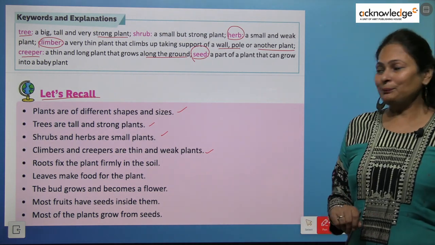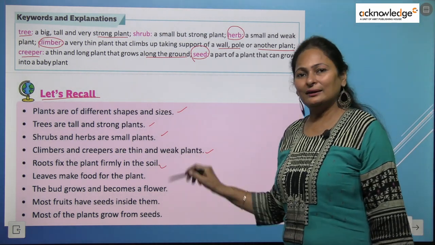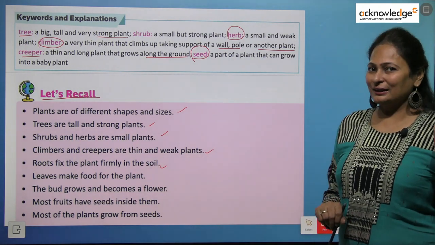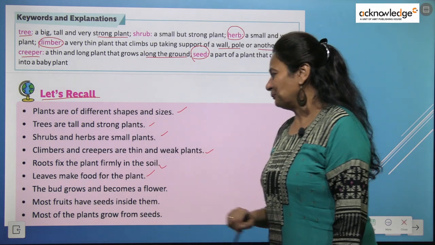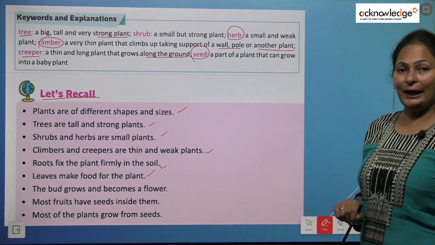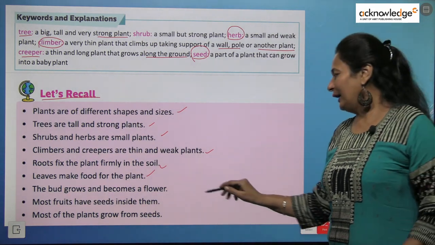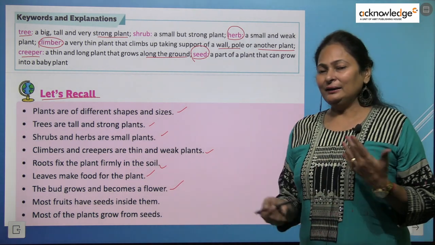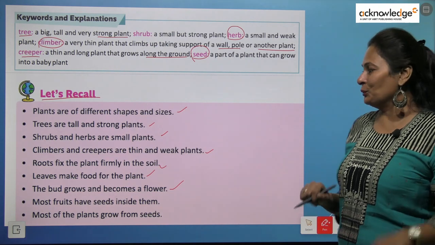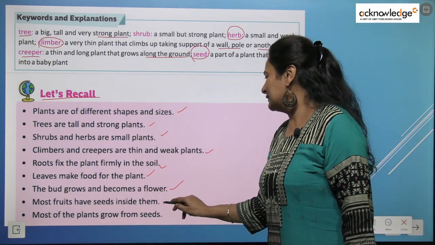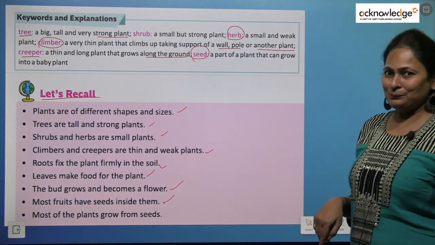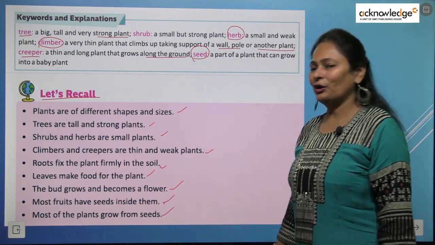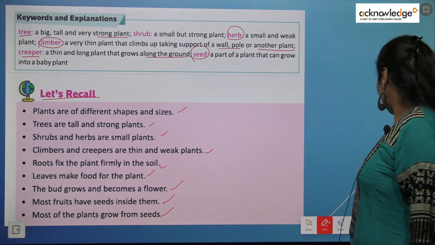Roots fix the plant firmly in the soil. Leaves make food for the plant. A bud grows and becomes a flower, and some flowers again become a fruit. Most fruits have seeds inside them except strawberries. Most of the plants grow from seeds.